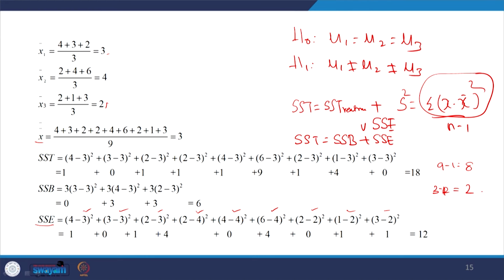For SSE, see in the first column there are 3 elements. So, the first column will have 2 degrees of freedom. In the second column there are 3 elements. So, 3 minus 1, 2 degrees of freedom. The third column also there are 3 elements. So, 3 minus 1, 2 degrees of freedom. So, totally 6 degrees of freedom.